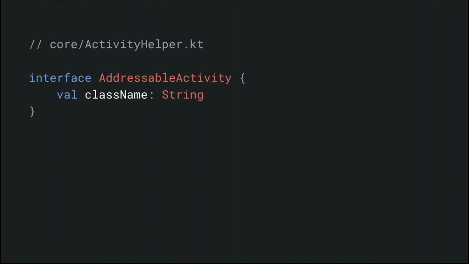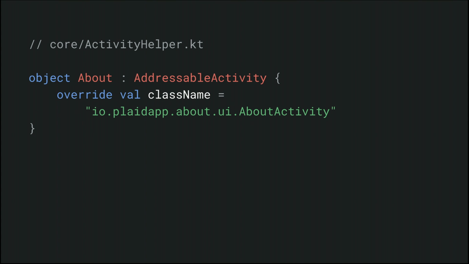A key to modularizing is also having a single point of responsibility for actions the app can take. So we didn't want to maintain these weakly typed calls throughout the entirety of Plaid. So we introduced the addressable activity interface in the app's core library. Then we implemented it for each of Plaid's activities.